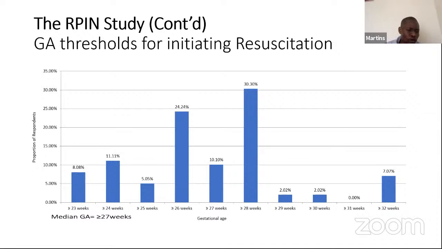So overall, the median gestational age is 27 weeks. So this means the legal viability age is 28 weeks, but the median gestational age was 27 weeks. So it means that it will be good to review that 28 weeks, because this has been there for a long time, since when I was a medical student, it has been 28 weeks. So actually I think you need to review this. Next slide, please.